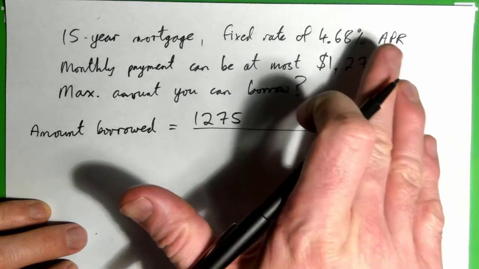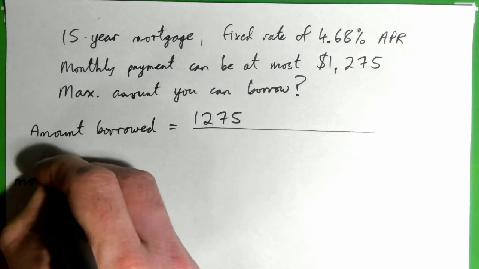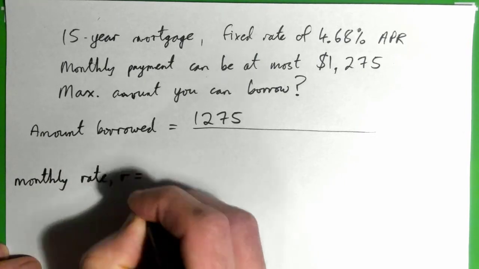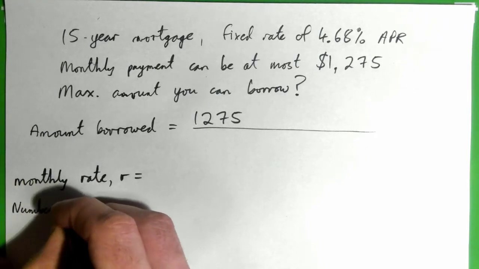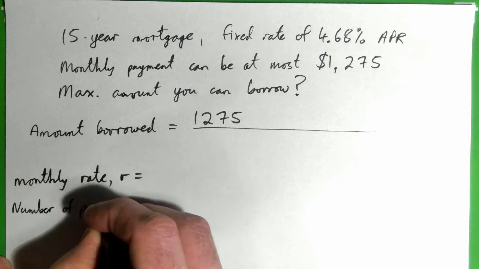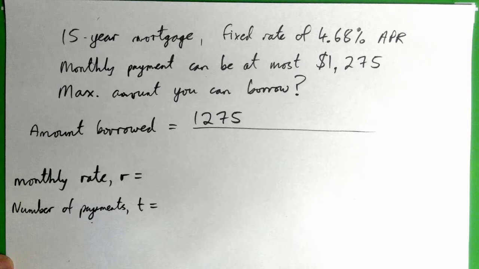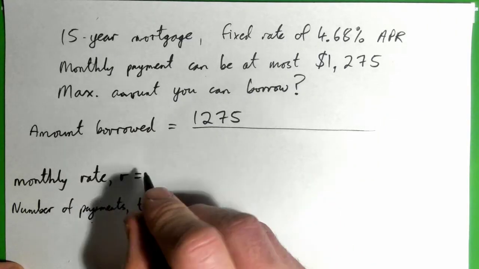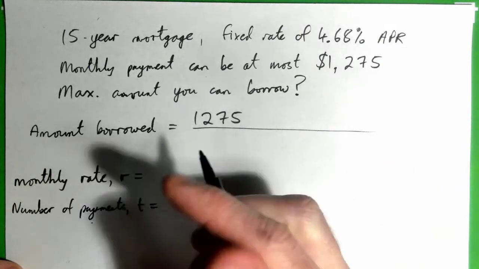So we need to get the monthly interest rate first of all. That's R. Monthly interest rate R, and then we need the number of payments T. Okay, so let's first of all get R and T, and then we'll put it in the formula. So monthly interest rate is, we take that annual percentage rate and we divide it by 12.